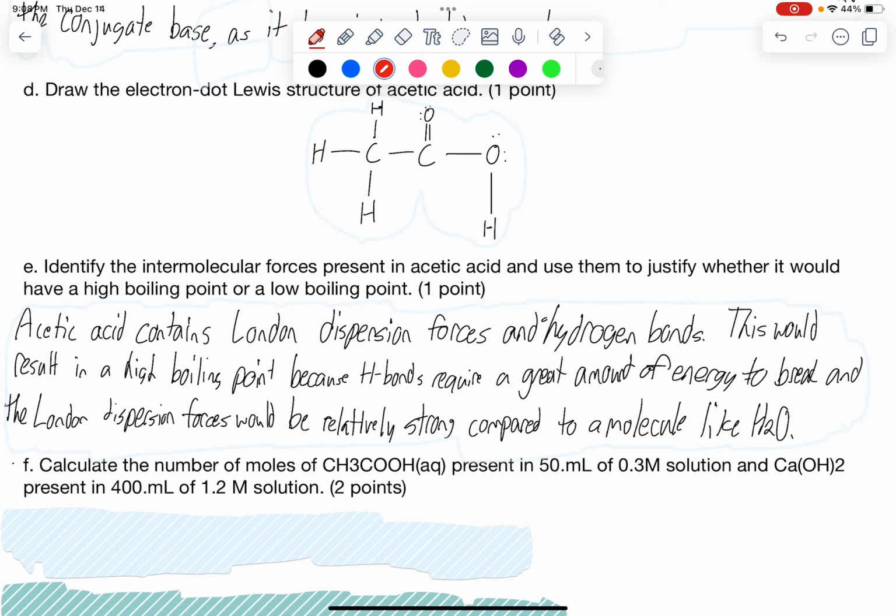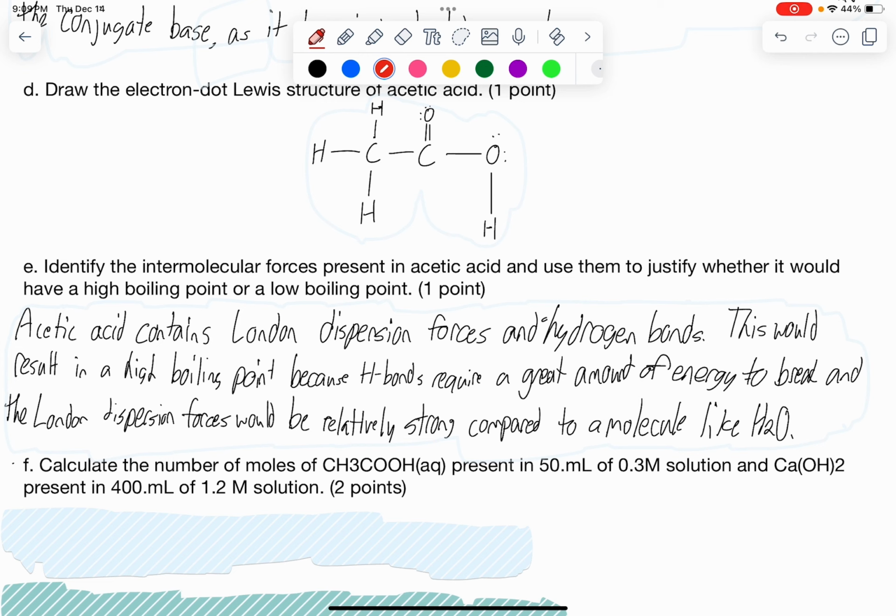So, acetic acid contains London dispersion forces and hydrogen bonds. This would result in a high boiling point because hydrogen bonds require a great amount of energy to break, and the London dispersion forces would be relatively strong compared to a molecule like water, H2O. H2O also contains hydrogen bonds because you have the 2 hydrogens bonded to oxygen.